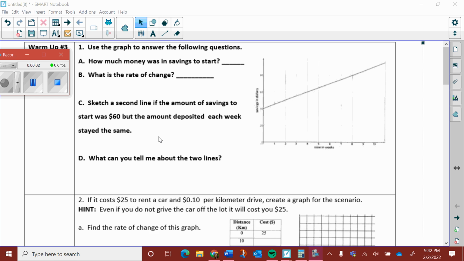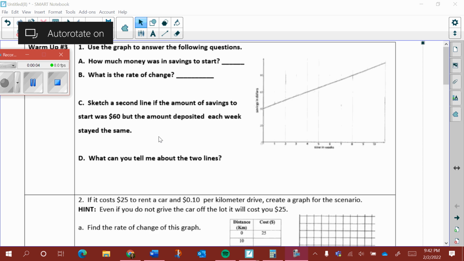All right, so here we are on number 3. A lot of this is what we've been working with. Make sure you are really wrapping your head around what we're doing as far as understanding what these numbers mean. So usually we have to answer the following questions.